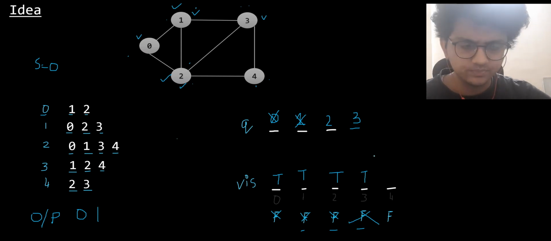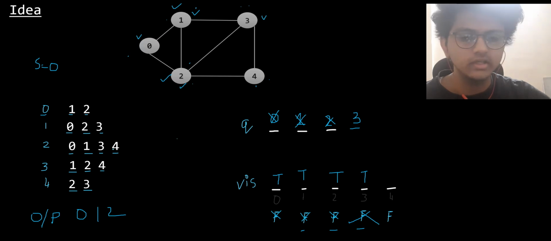After this, we will dequeue 2 from the queue and print it on the output screen and enqueue all its neighbors. So as you can see, its neighbors are 0, 1, 3 and 4.